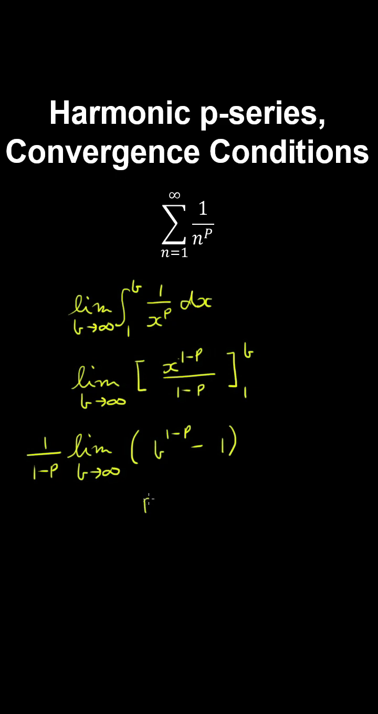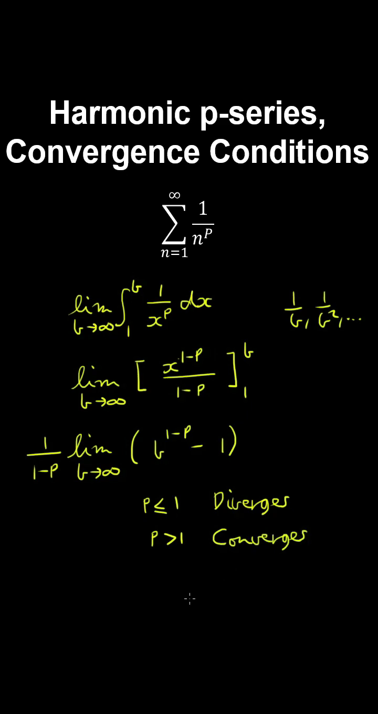Now for the special case where p is less than 1, then you'll have b to a positive power, and as b approaches infinity, so does the integral. So the integral diverges. If p is equal to 1, then you have a divide by 0, and the integral also diverges. If p is greater than 1, then what you'll get is reciprocals of b, and as b approaches infinity, the integral therefore converges. And by the integral test, these convergence conditions apply to the series.